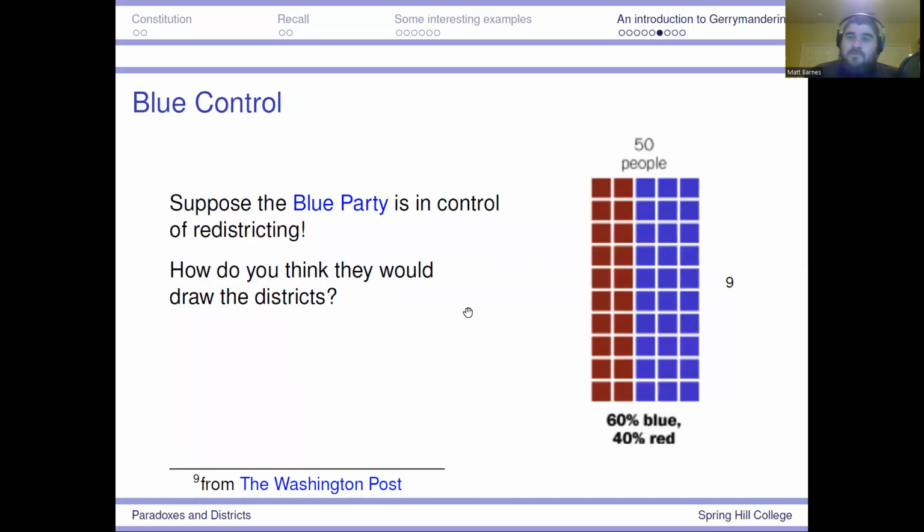Now, let's suppose the blue party here is in control of redistricting and they need to redraw these lines. So if they were given the option to do whatever they want, how do you think that they would draw the lines? So I'll give you a second to see if you can figure this out on your own before I click over.